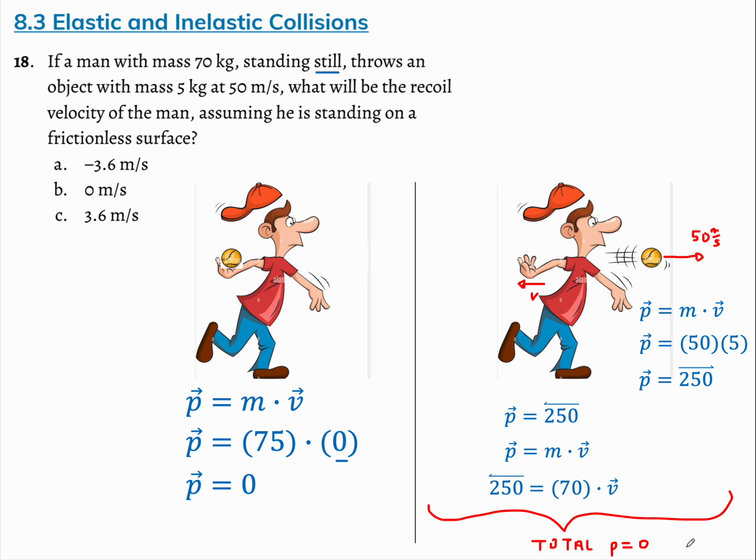Plugging in our numbers, the mass of the person is 70, their momentum is 250, we can solve for the velocity. And the velocity is going to be 3.75 meters per second, in the same direction as the direction of the momentum, which is towards the left. Usually we define left as negative, and so the best answer on this one would be negative 3.6 meters per second. I hope that makes sense.